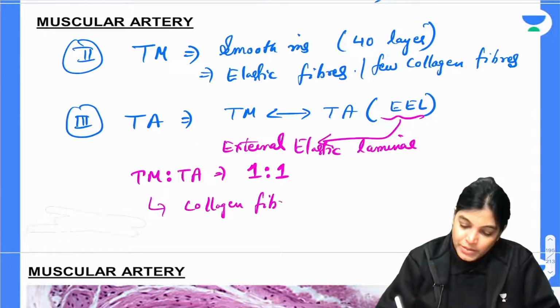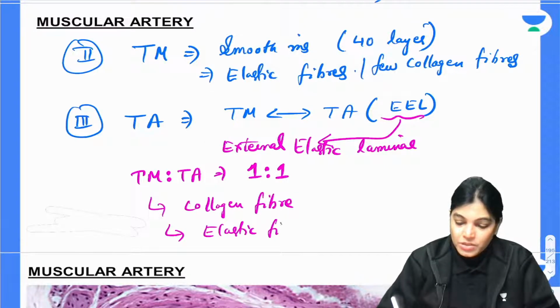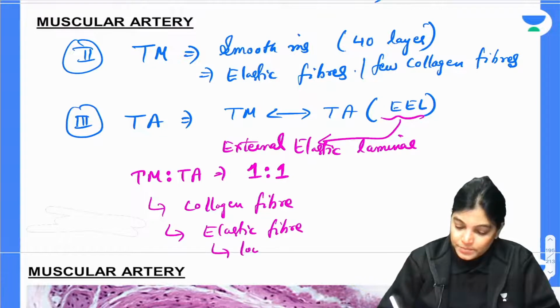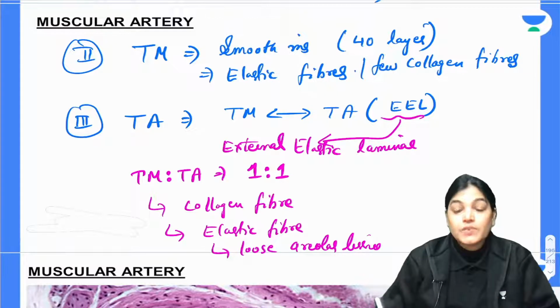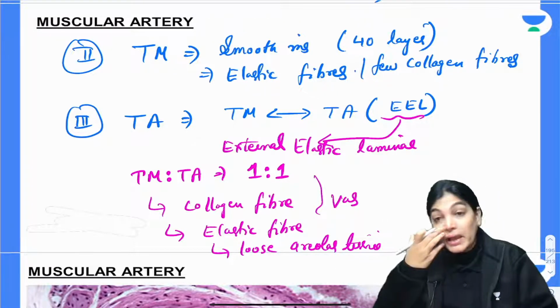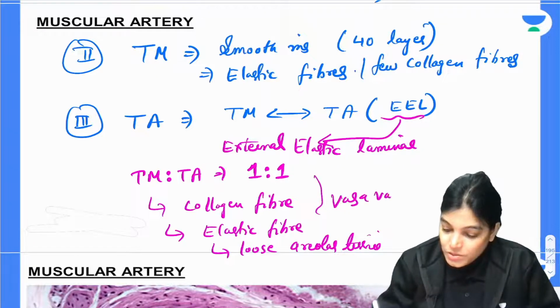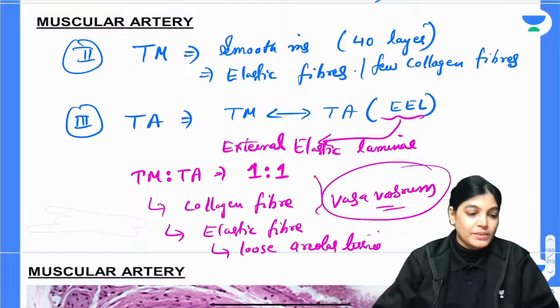The tunica adventitia is made of collagen fibers. It has elastic fibers running in different directions, in loose areolar tissue in which we have nerves and vessels, and the outermost part of a big muscular artery can have vasa vasorum. The vasa vasorum give blood supply or nutrition to the outermost layer of the tunica adventitia. So these are the basic features.